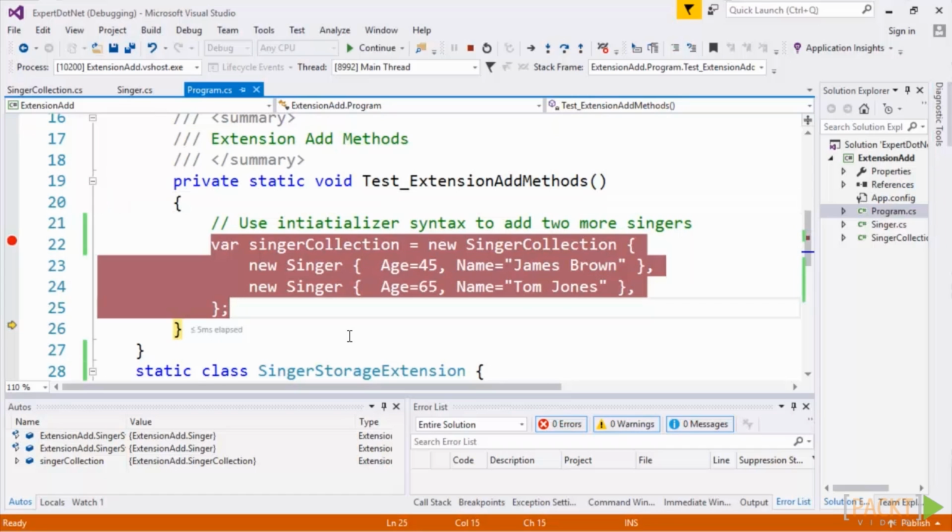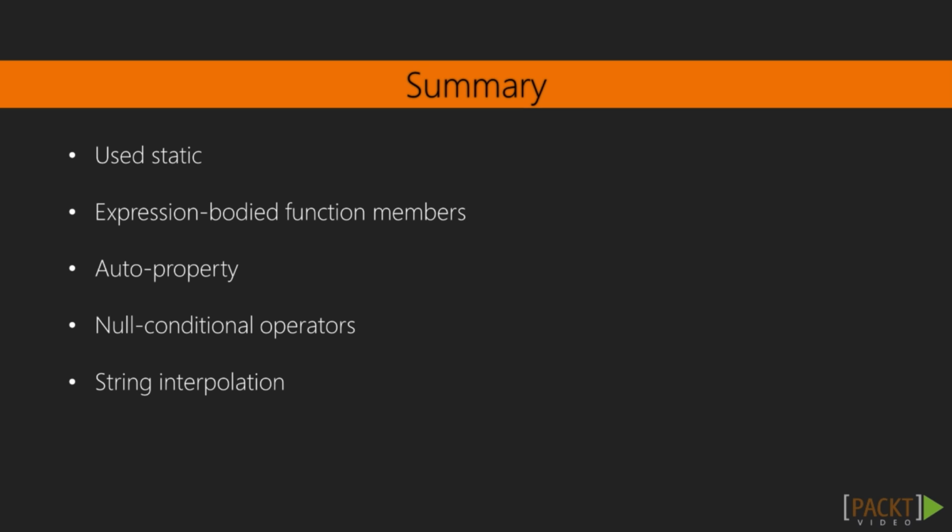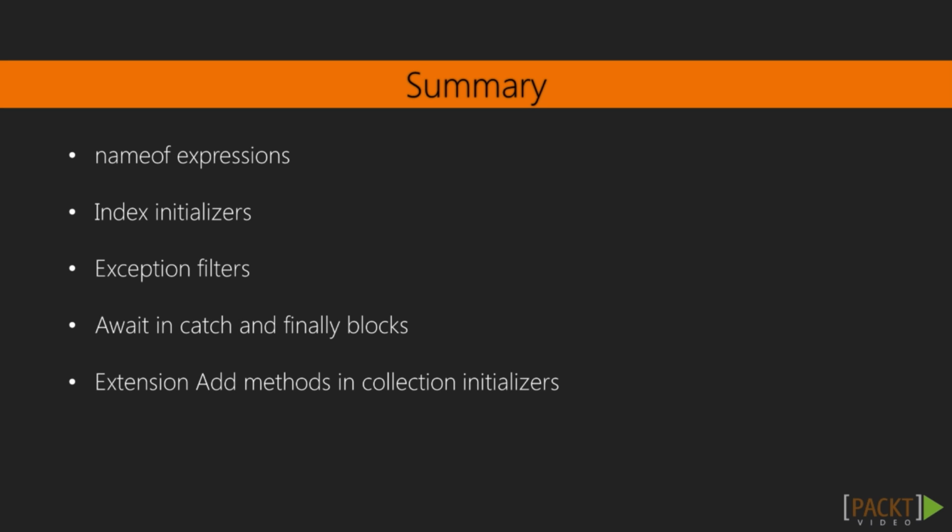And that is it with the ability to use extension add methods. So we covered quite a bit in this section. We covered C# 6 features that involve the new using static clause, expression bodied function members, auto property, null conditional operators, string interpolation, nameof expressions, index initializers, exception filters, enhancements with the await keyword, and then finished off with a discussion of extension add methods and collection initializers.